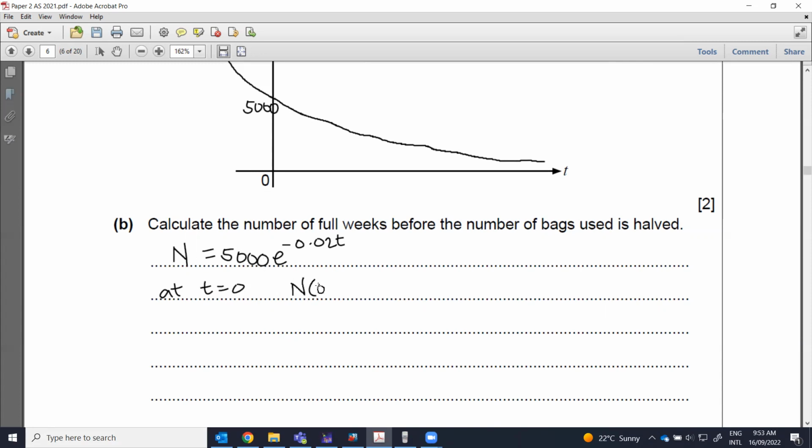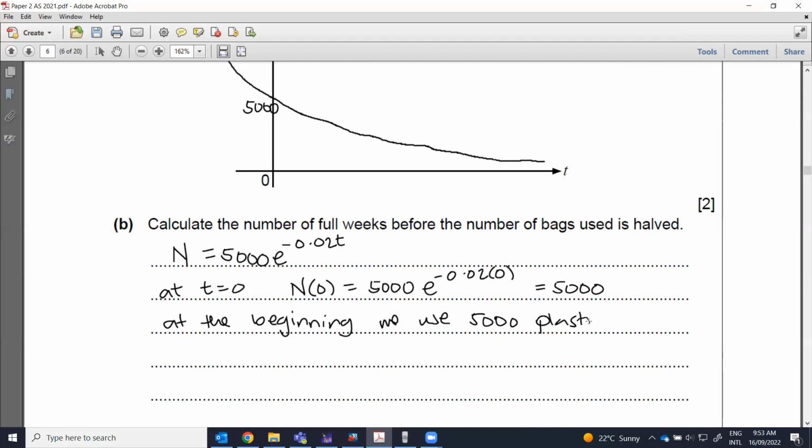So we say N of 0. That means I'm substituting 0 into the formula of N. We have 5,000 e to the power of minus 0.02 times 0. I'm not going to type this in again because we worked it out. This is equal to 5,000. So at the beginning, in the exam, you don't need to put all these explanations because you're not teaching like I'm doing now, but this is just for your understanding. So at the beginning, we use 5,000 plastic bags.